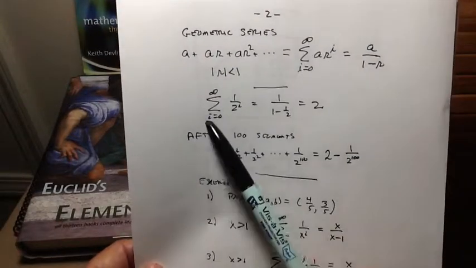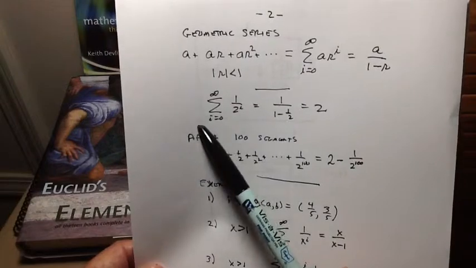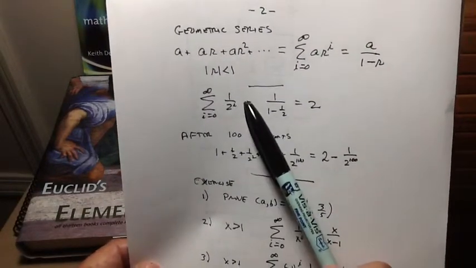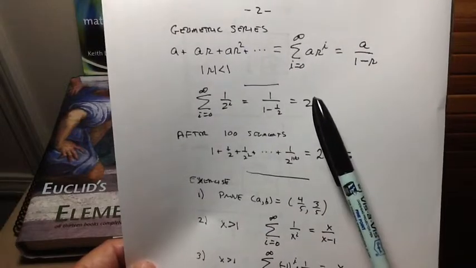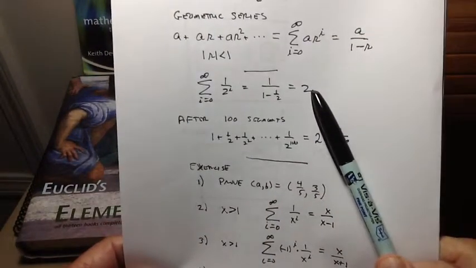Now, in particular, if we apply that to this geometric series we just had, 1/2 to the I, and this time we'll start with I equals 0, so the first term will be 1, then it's going to sum to 1 over 1 minus 1/2, or 2. And that resolves Zeno's paradox. That's what our ancestors did about 300 years ago.